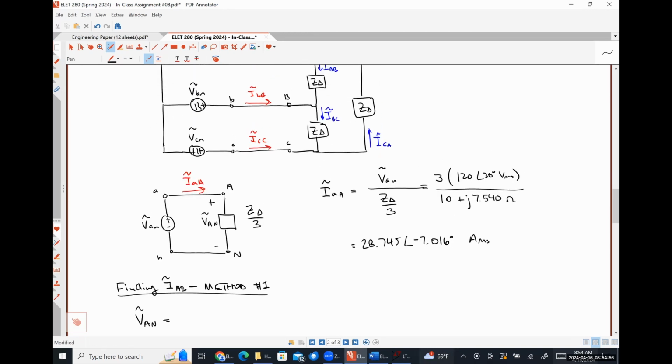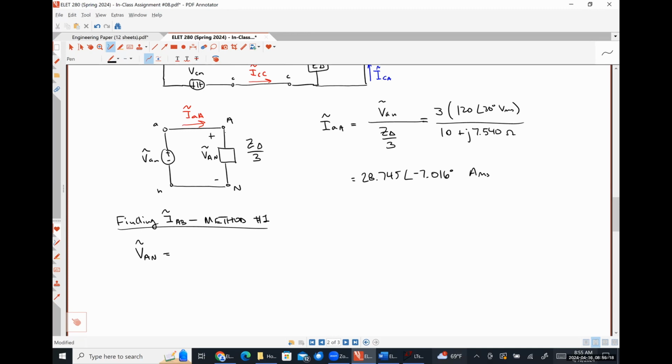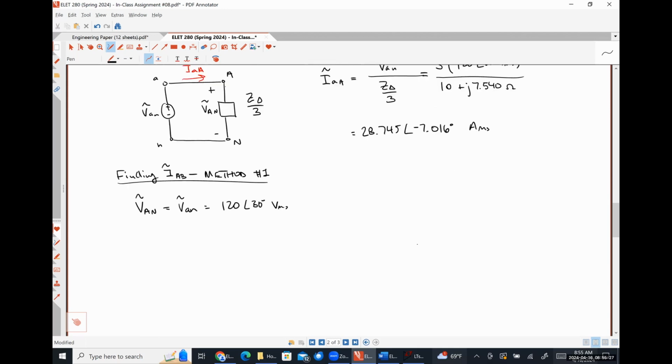So what would V capital A capital N be? Same as V lowercase a lowercase n. Absolutely right. There's no transmission line impedance to have a voltage drop over, so our load is just in parallel with our source. So VAN is 120 angle 30 degrees volts RMS. Okay, I'm good with that.